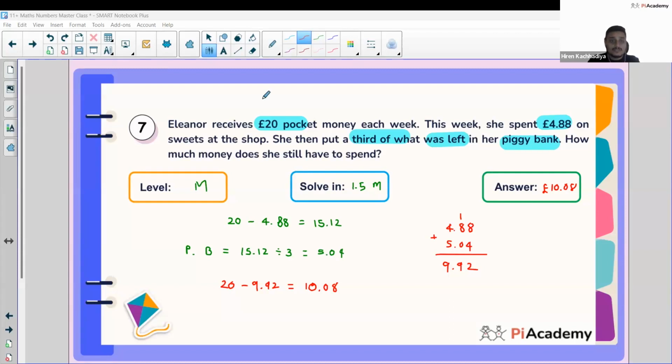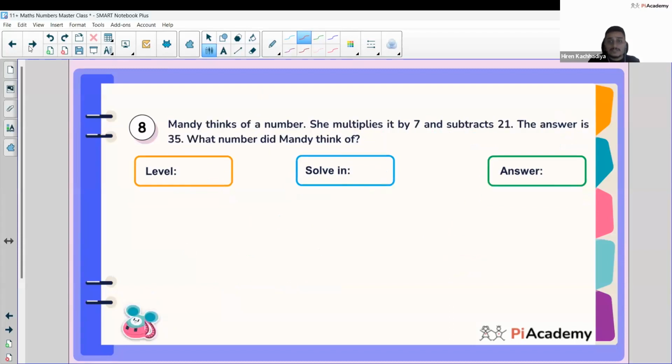So very good, everyone. Let me introduce the next question and let me see who is going to read it. Yes, Ria, can you please read this question? Mandy thinks of a number. She multiplies it by 7 and subtracts 21. The answer is 35. What number does Mandy think of? Yes, very good. Thank you. And this is a very easy one, 1 minute is enough. So yes, everyone, try to do this question.